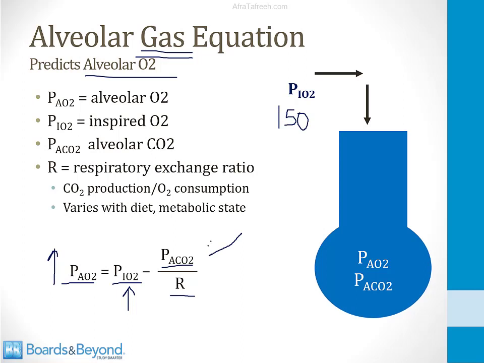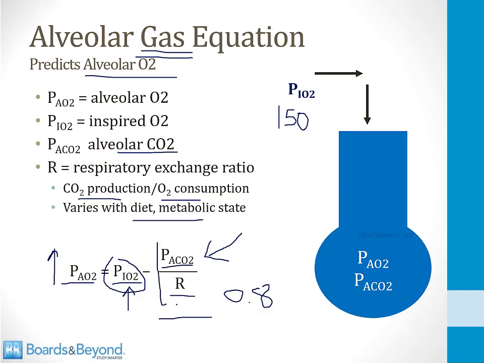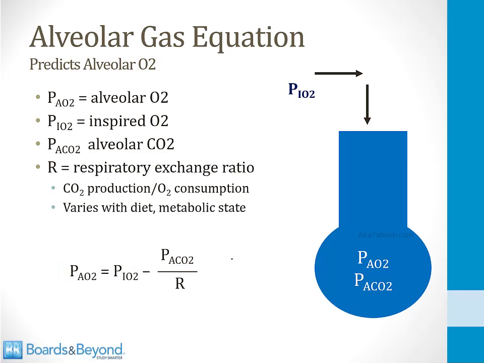The PaCO2 is what we've been talking about in the last few slides. It's the alveolar CO2 concentration. And then R is the respiratory exchange ratio. This is the ratio of CO2 produced for every oxygen molecule consumed. This varies with your diet and metabolic state, but usually the value for R is 0.8. That's what it's usually assumed to be for the average person. So what this alveolar gas equation is saying in the second part here is that although you may inspire a certain amount of oxygen, some of that oxygen is going to be taken up by the body and carbon dioxide is going to be added to the alveoli, and you need to subtract that amount in order to calculate the PaO2.